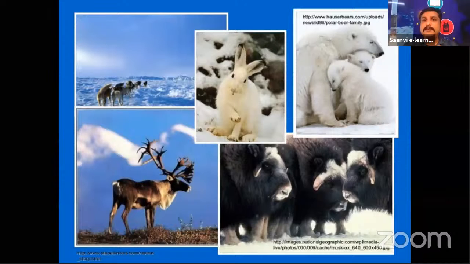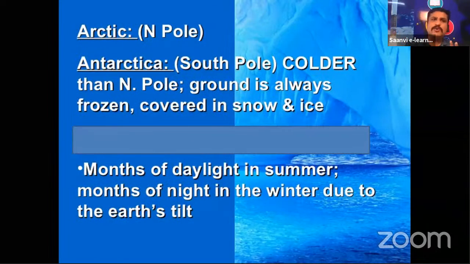Okay, so the same way, some of the animals, see here, what beautiful animals we can see in the tundra region. See some more here. I will show you all the details about those animals later. Arctic and Antarctic both they have given here, how the Arctic Circle and how the Antarctic Circle. Now tundra we have discussed.